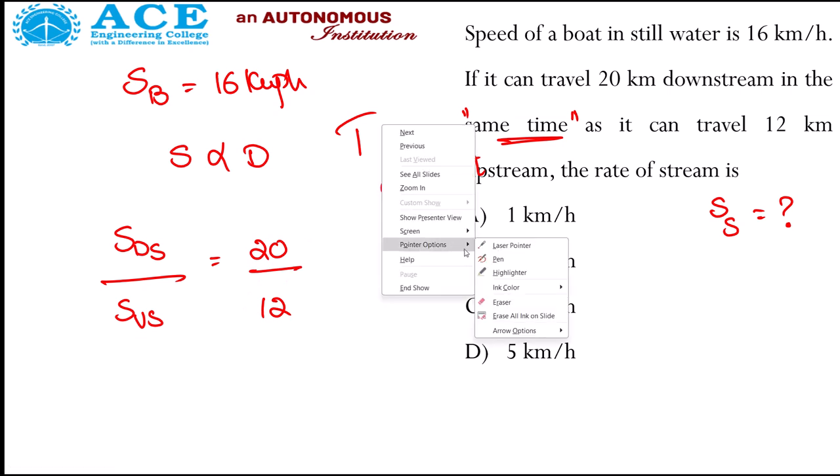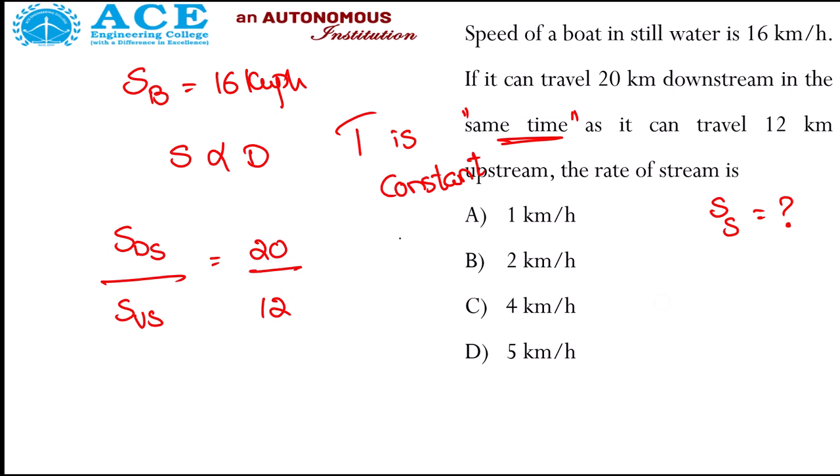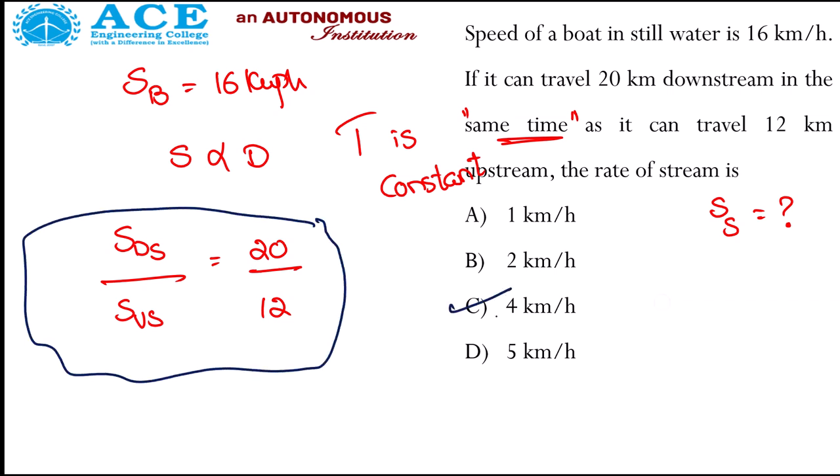It's simple. Now I don't want to waste my time substituting and all, I'll go directly with the answer, 4. Why, sir? Downstream speed means SB plus SS. 16 plus something should be 20 in the numerator. Denominator, 16 minus something should be 12. That something is 4. 16 plus 4 is 20, 16 minus 4 is 12. Right and left sides are satisfied with 4.